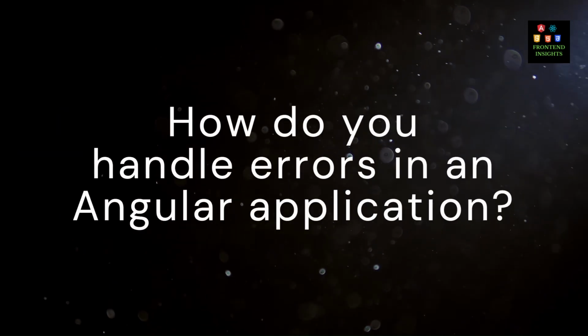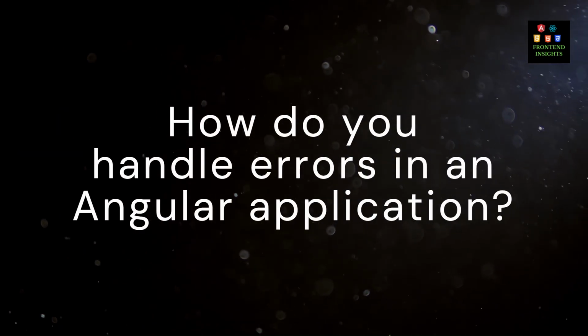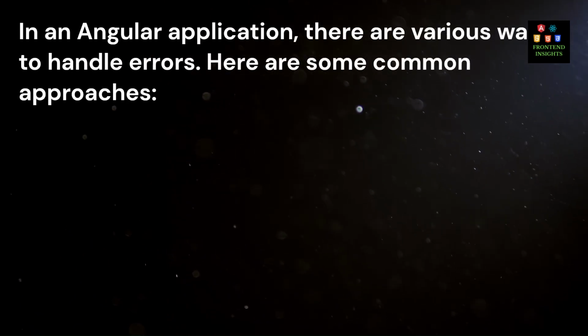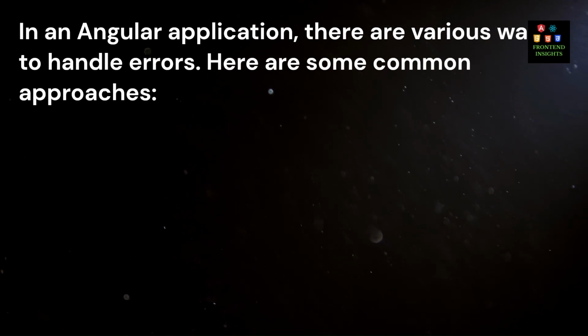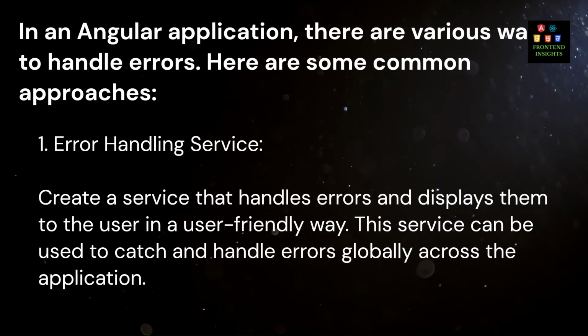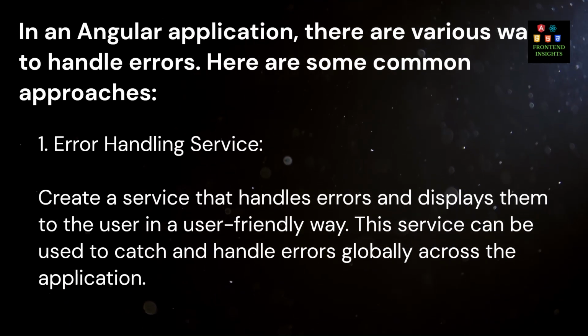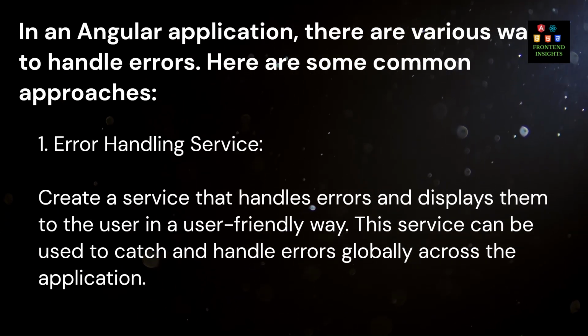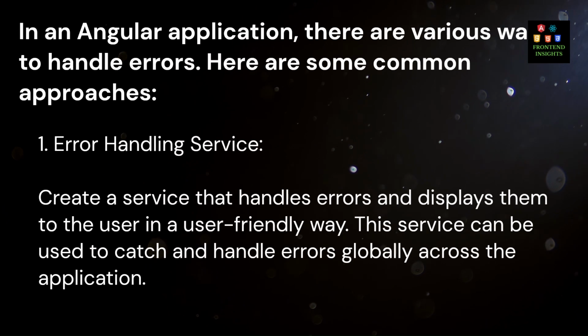How do you handle errors in an Angular application? In an Angular application, there are various ways to handle errors. Here are some common approaches. First, error handling service. Create a service that handles errors and displays them to the user in a user-friendly way. This service can be used to catch and handle errors globally across the application.